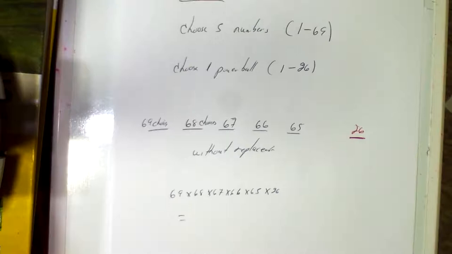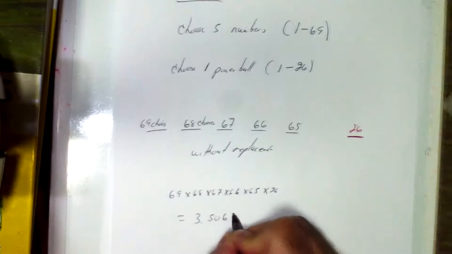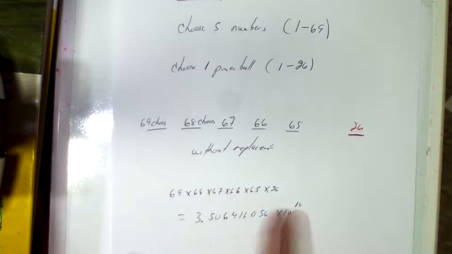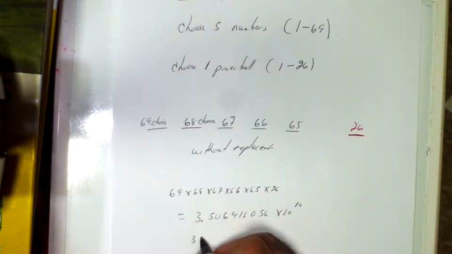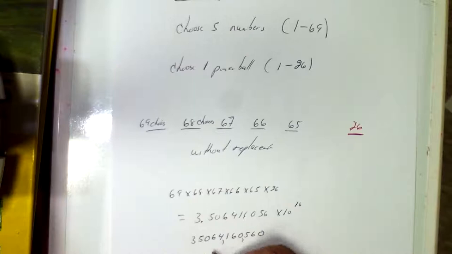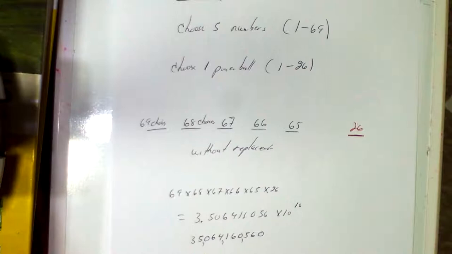So if I multiply 69 times 68 times 67 times 66 times 65 times 26, ooh, I got a huge number, 3.50641605 times 10 to the 10th. All right, so what does that mean? Times 10 to the 10th, I got to move my decimal 10 spaces to the right. So let's see. 1, 2, 3, 4, 5, 6, 7, 8, 9, 10. So there are 35,064,160,560 different tickets that can be generated from this game.